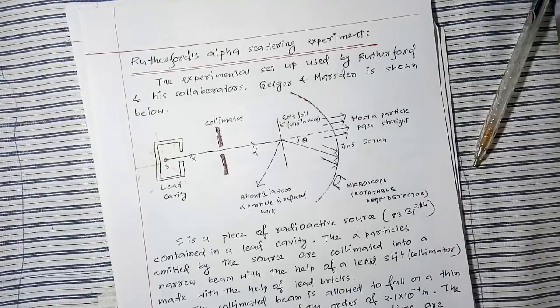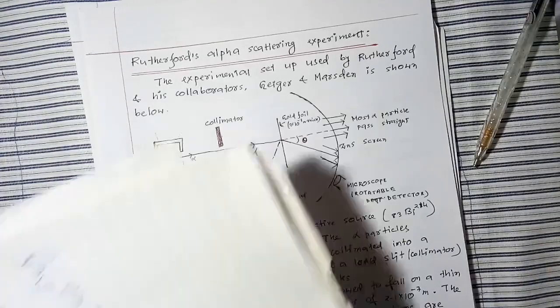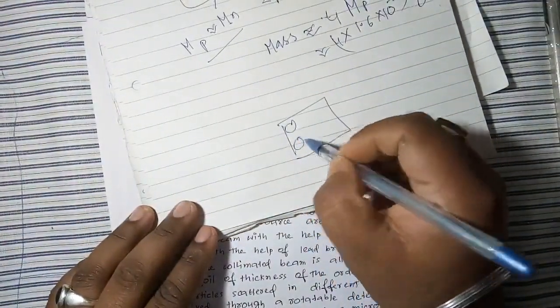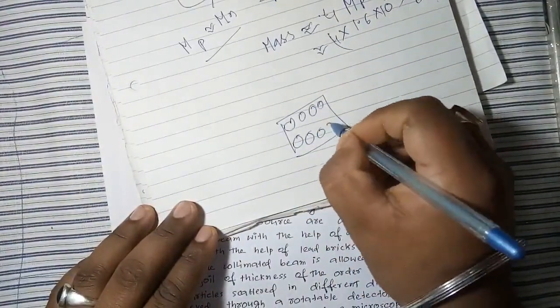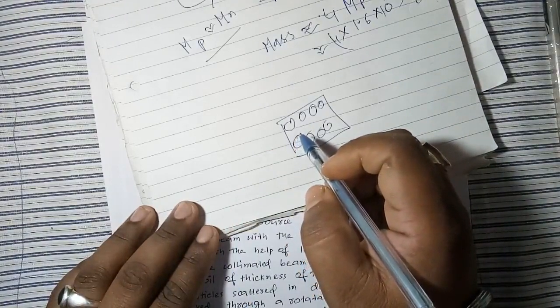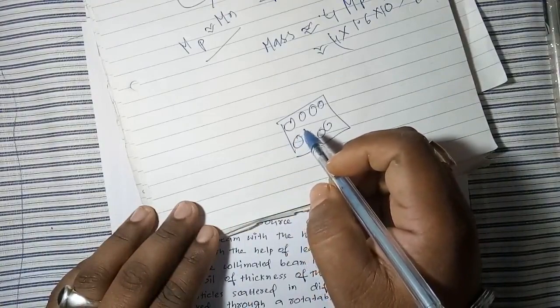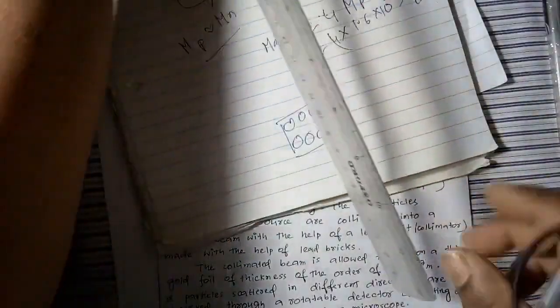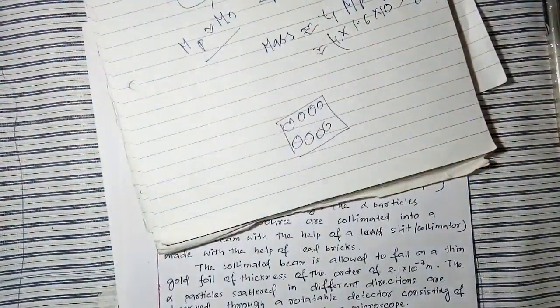So 10 to the power minus 7 meter thickness is very thin, like a piece of paper. And why did Rutherford need a very thin foil? This is because in the foil he needed only one layer of gold atoms. For example, if the thickness were more, then we would have 1 layer, 2 layers, 3 layers, 4 layers of gold atoms in the gold foil. Can you understand what I say?